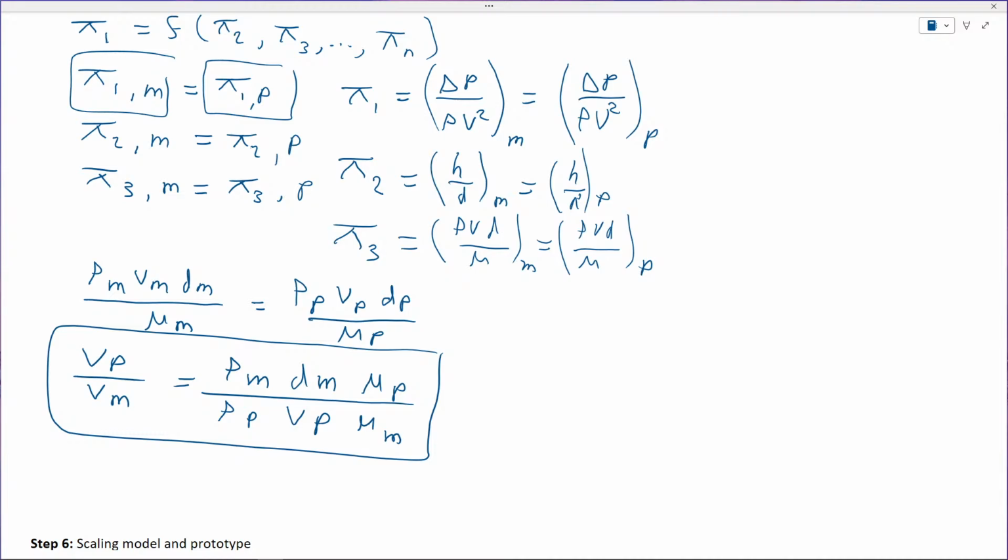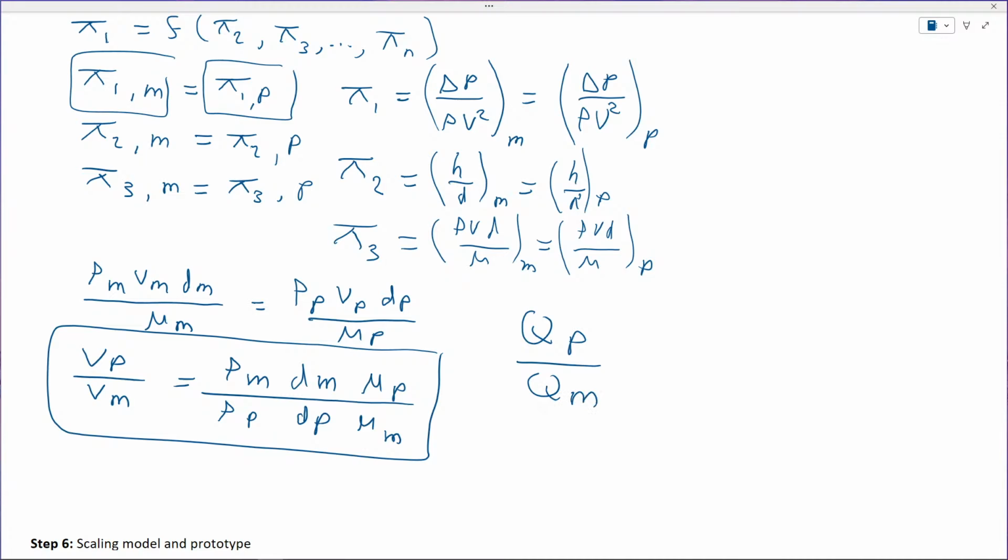This is the model over the prototype. This is known, this is known, this is known, so if we know one of these, we can find the other, depending on the problem we have. We can find similar relationships. So can we find, for example, a relationship for Q prototype over Q model?